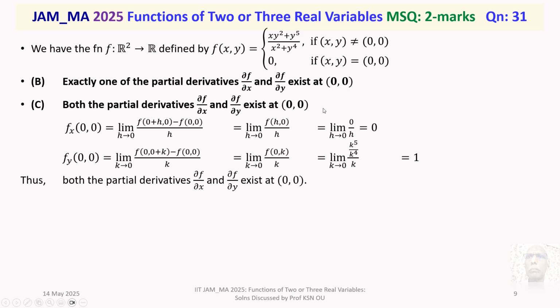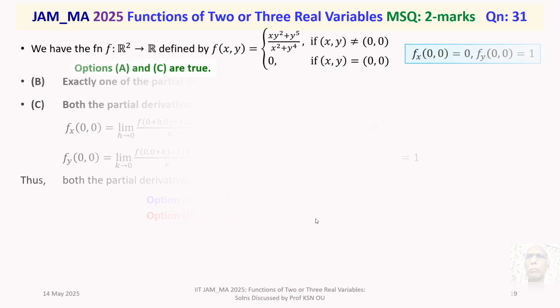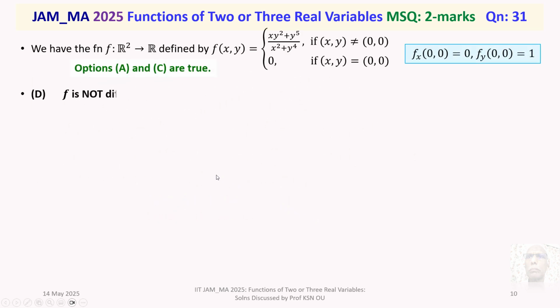So option C is true, and option B is not true. We are left with option D, the last option. f is not differentiable at 0, 0.